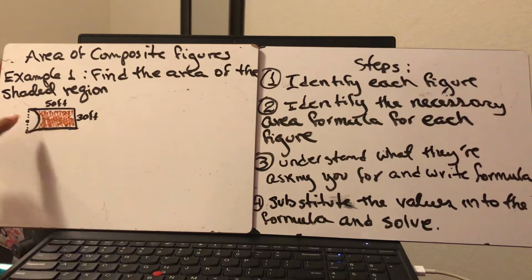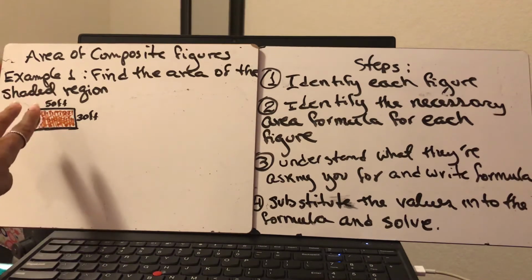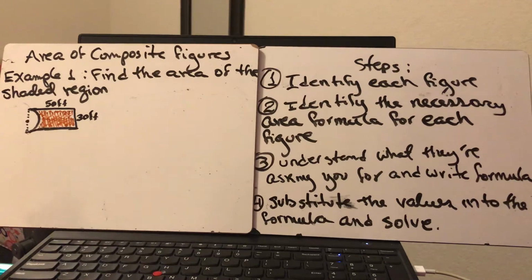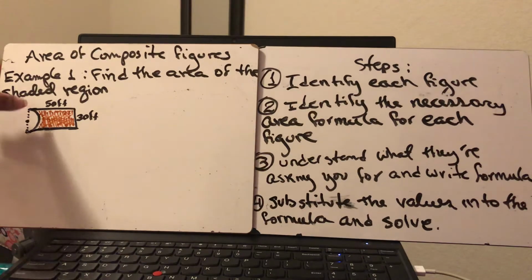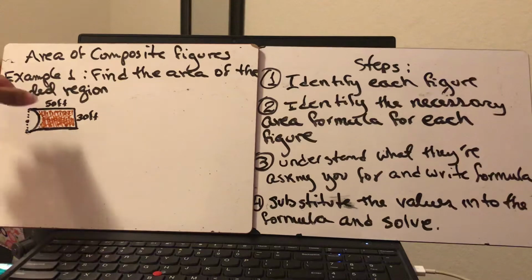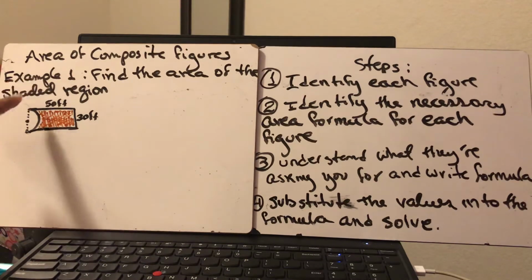I clearly see that this is a composite figure because it's composed of what seems to be two or more figures. And I see a rectangle and what seems to be half of a circle. Okay? Again, this is a rectangle and half a circle. However, the shaded region is not the entire rectangle. It's just a piece of the rectangle, not including that half of the circle.